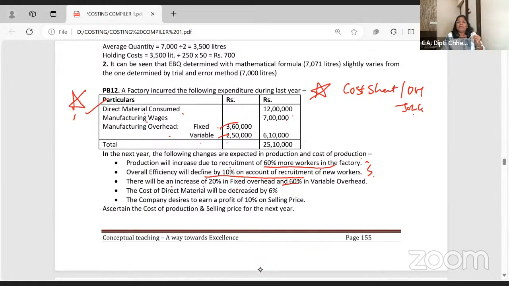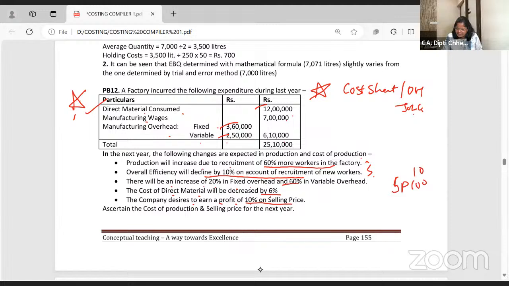Reading the question paper is an art and you all are experts in that art. Say this every day, and automatically your alertness will increase. Cost of material will also decrease by 6%. Okay, material cost. The company desires to earn a profit of 10% on the selling price.